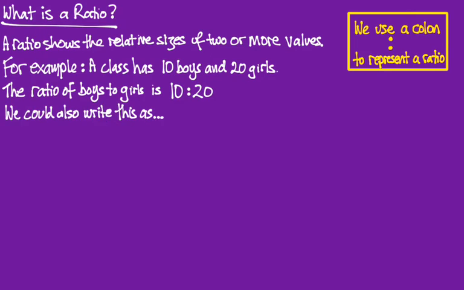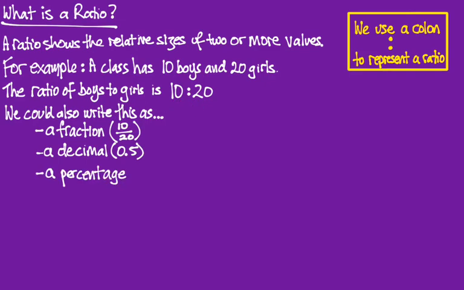We could also write it as a fraction, so 10 over 20. 10 over 20 as a decimal works out to be 0.5 or half. 10 over 20 simplifies down to half, so that would mean there are half as many boys as there are girls. Or as a percentage, 0.5 written as a percentage is 50%. So all of them represent the same ratio.